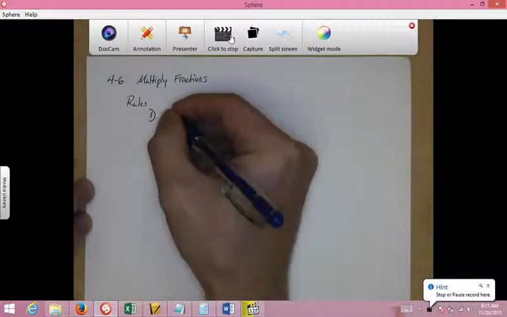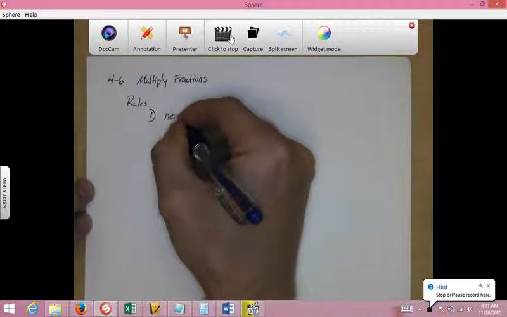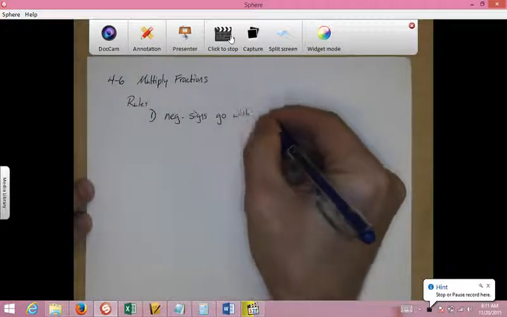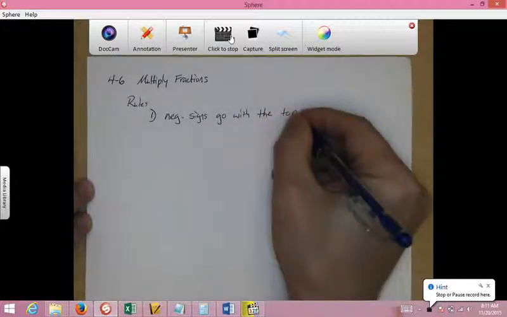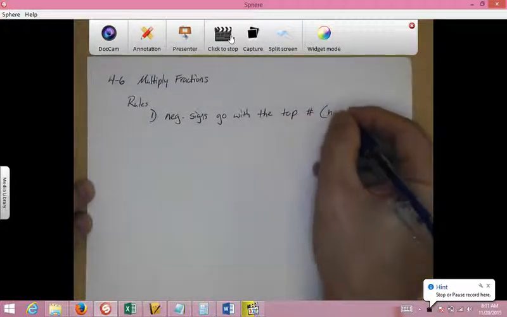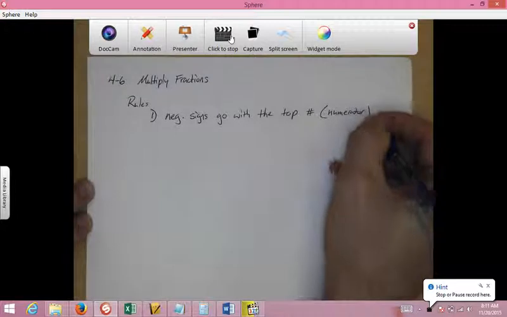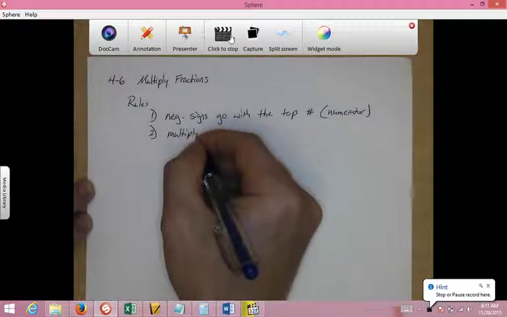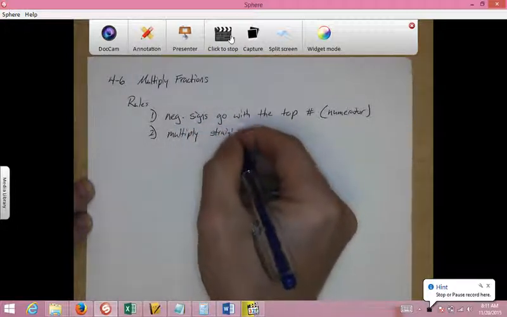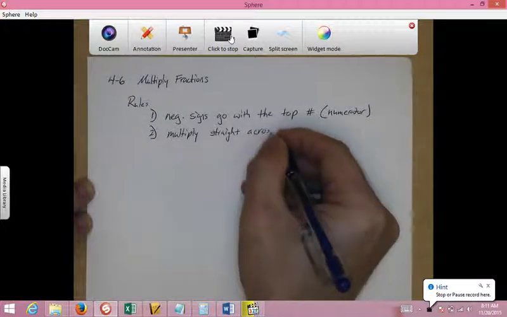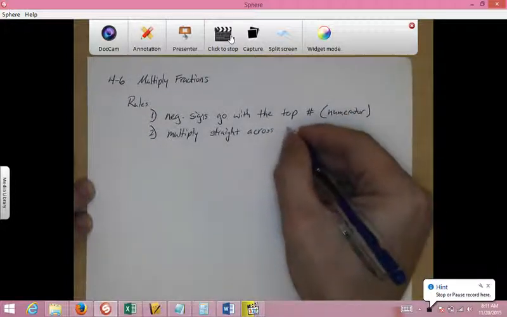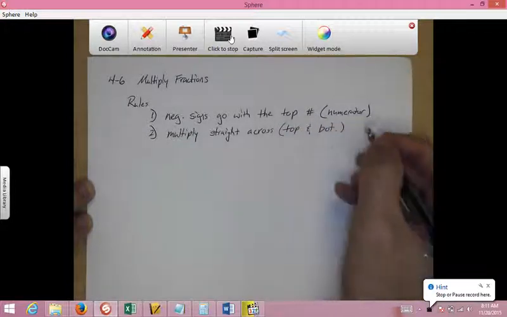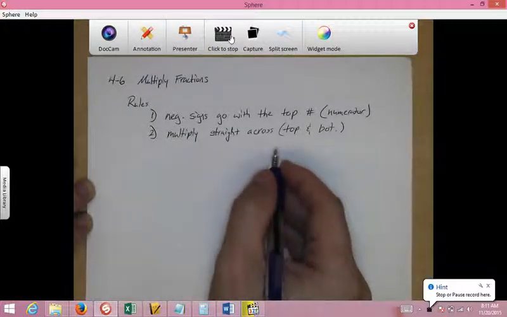1. Negative signs go with the top number, that's the numerator. 2. You multiply straight across, and that's on top and bottom. So, numerator times numerator, denominator times denominator.